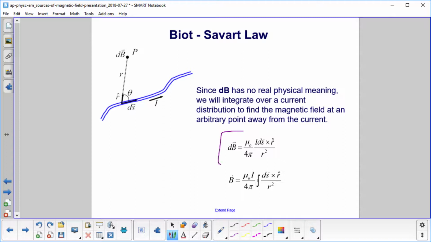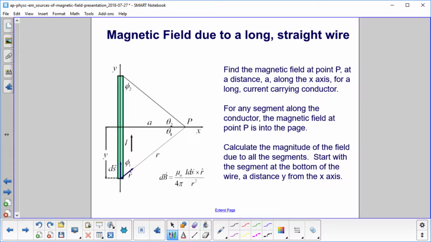So here's where we put it in differential form, and then to find it in vector form, we take the constant out of the integral, mu0 I over 4 pi, and we're left with the integral of ds cross r hat over r squared. Let's use the Biot-Savart law to find the magnetic field due to a long straight wire at point P over here.